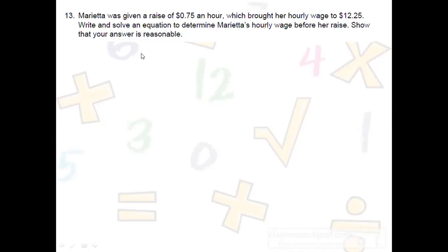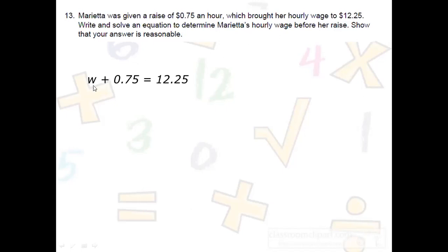So they want to know the wage before they raised it. So what are we going to do? She was getting some money, then they gave 0.75, then it came to 12.25. So let's see how we can solve this. This is the wage. You can use any variable you want, because they are asking for the wage.